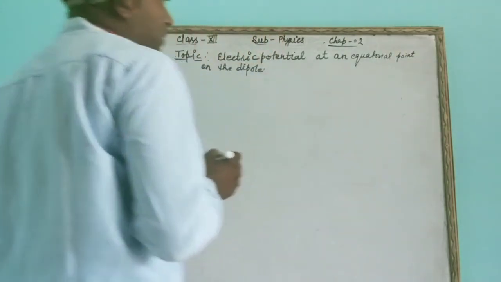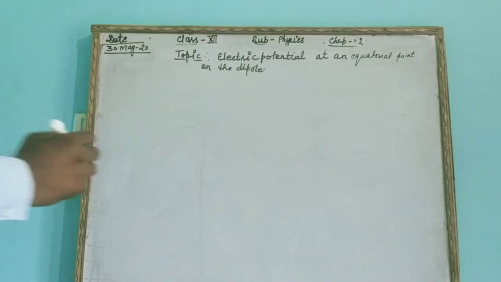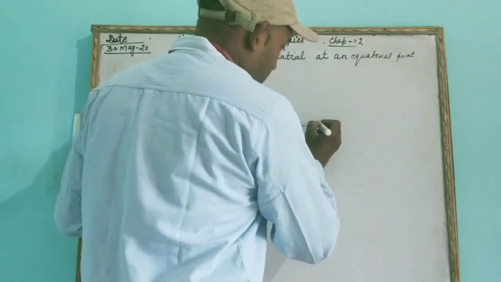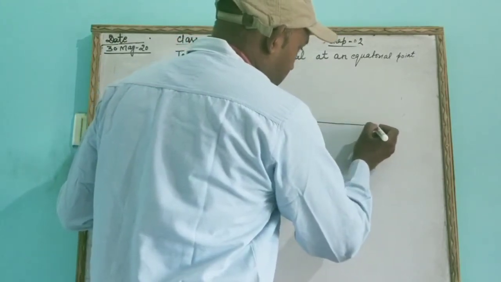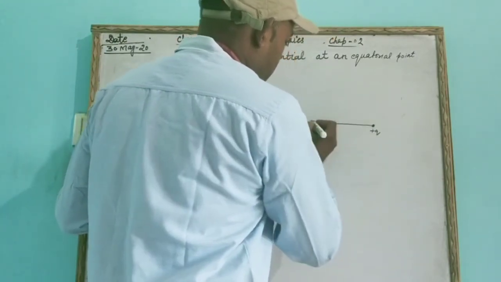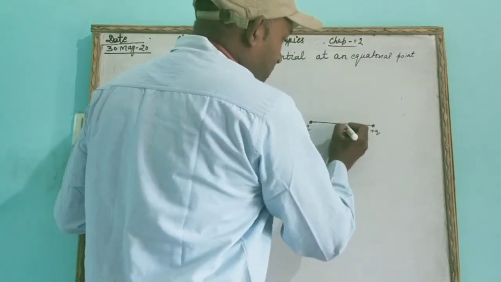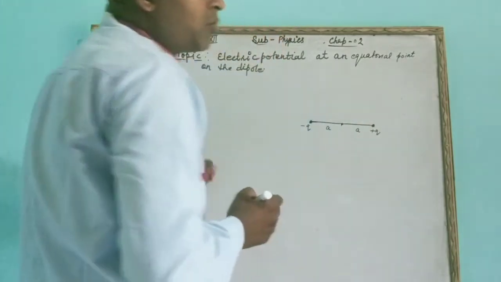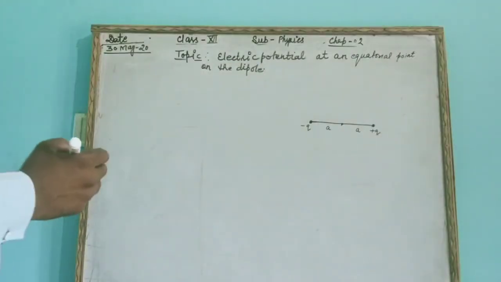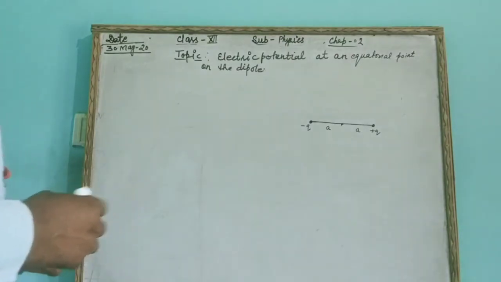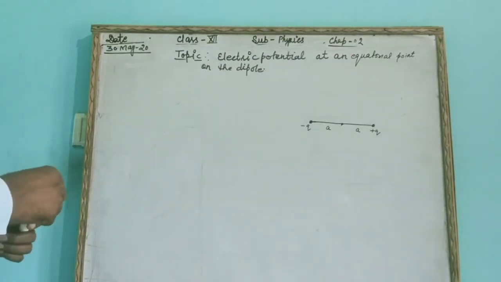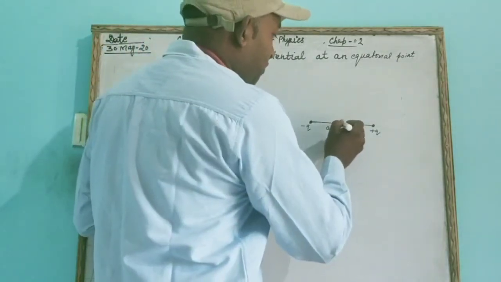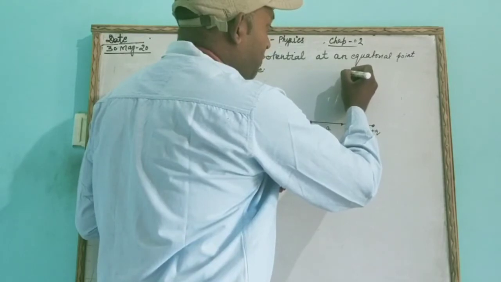So first of all, we have to draw the diagram of the dipole once again. It is the midpoint, at distance a and distance a. Consider a pair of equal and opposite charges separated by a small distance of 2a. We have to calculate the electric potential at point P, the equatorial point. It means the perpendicular point from the center of the dipole.